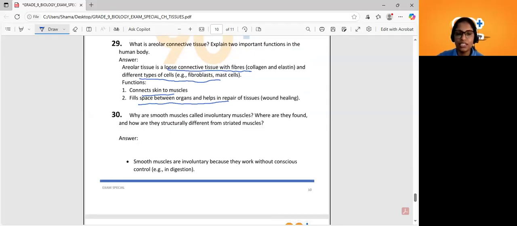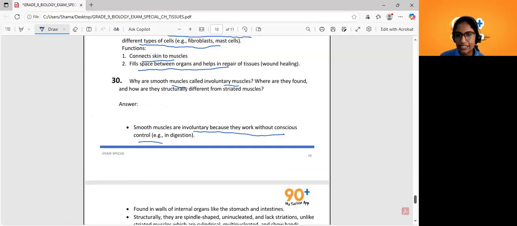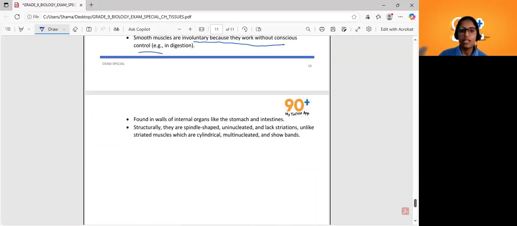And the 30th question is, why are smooth muscles called involuntary? Where are they found and how are they structurally different from striated muscle? Smooth muscles are involuntary because they work without conscious control. Okay, they work without our consciousness. We can't control them. For example, in digestion, in the stomach and so on, we can see smooth muscle. Our internal organs are made up of smooth muscle. We can't control their activity, right?